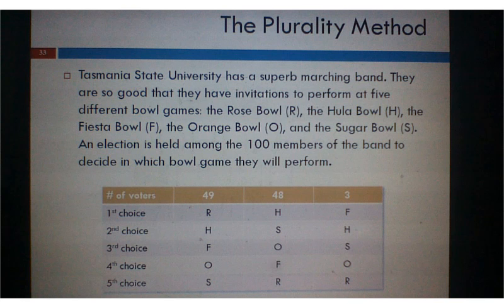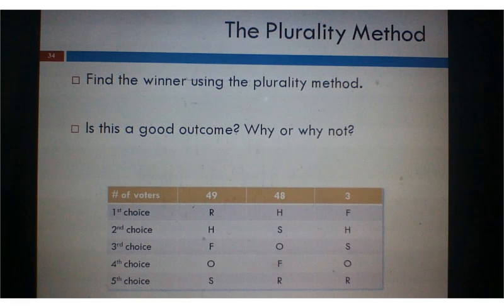Here's our preference schedule laid out for us. And our question is, find the winner using the plurality method. That should be pretty simple here. It looks like there were 49 people who voted in this exact order, R, H, F, O, S. 48 wanted the Hula Bowl first, and 3 wanted the Fiesta Bowl first. Well, we're just concerned about first place votes. So the Rose Bowl is our winner.